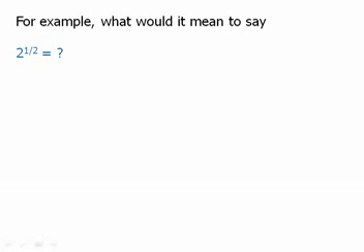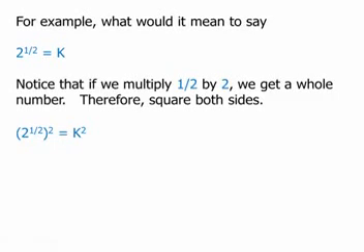So let's just create a dummy variable, k. We'll call the output k. 2 to the 1/2 equals k. Well, notice that if we multiply 1/2 by 2, we get a whole number. And of course, we could use that multiplying exponent rule if we raise 2 to the 1/2 to another power. So I'm going to say, why don't we square both sides?